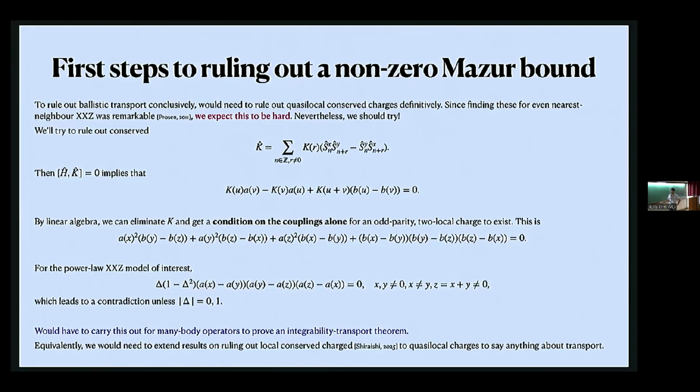This seems very hard, but it's more a question of being arduous than being impossible, because I don't see any obstacle to continuing this reasoning to higher-body charges, say. There has been some recent literature on ruling out local conserved charges in, say, nearest neighbor or next nearest neighbor XXZ chains. But to say something about transport that is relevant to experiments, we really need to rule out quasi-local charges, which seems much harder.